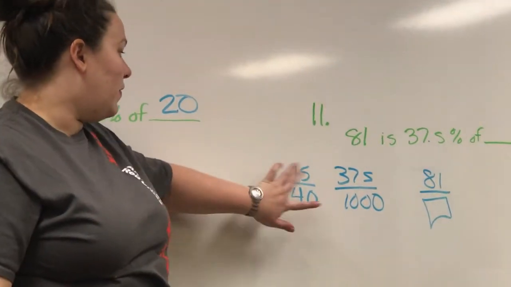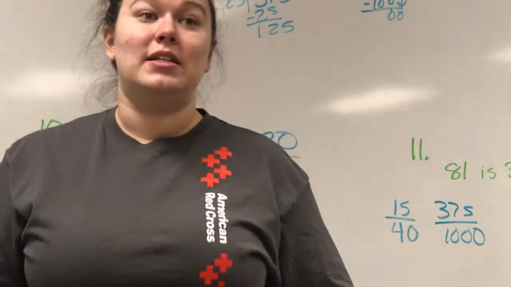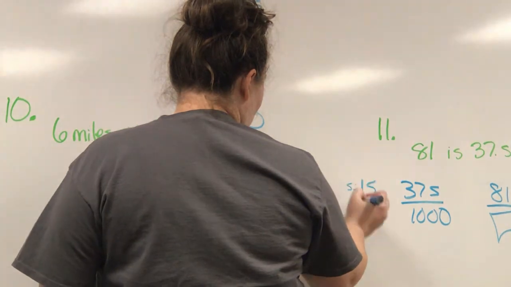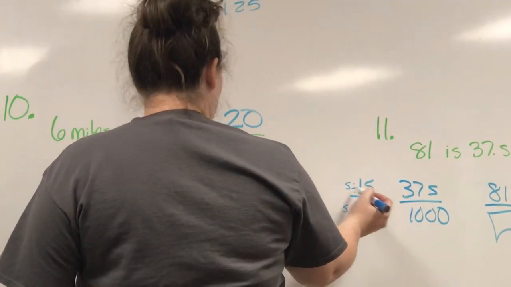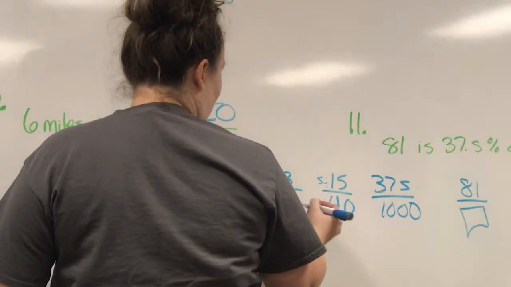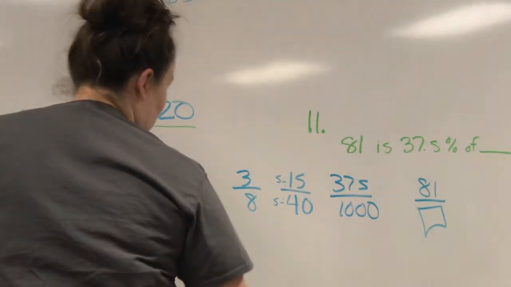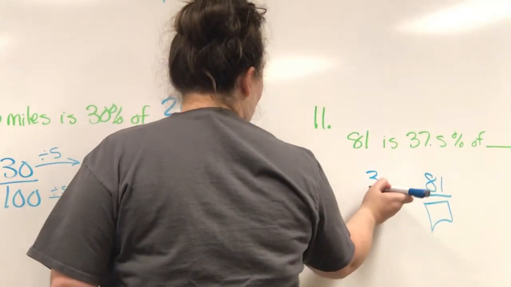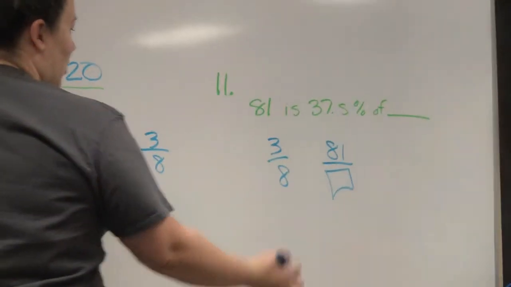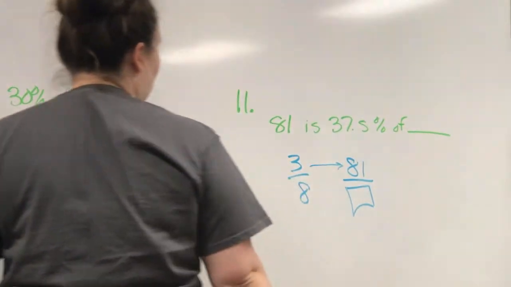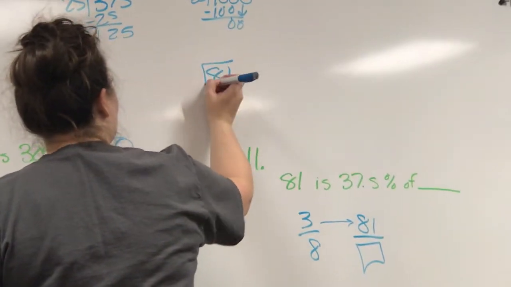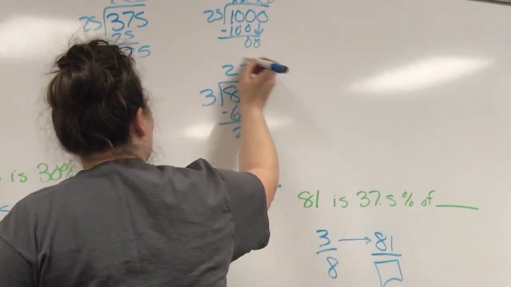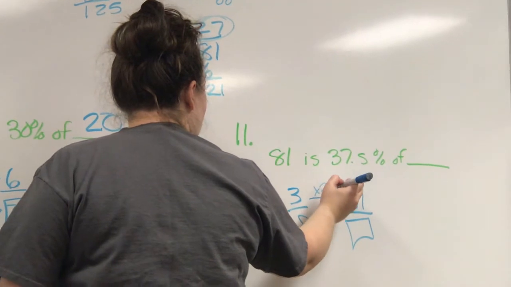Okay. 15 and 40. It ends in a 5 and it ends in a 0. I can reduce that again by 5s. This one I can actually do in my head. By 5s. 15 divided by 5 is 3. 40 divided by 5 is 8. Okay, we're getting somewhere now. I've reduced that fraction or that percentage so low that it's now 3/8. 3 times something got me to 81. I have to multiply by 27.